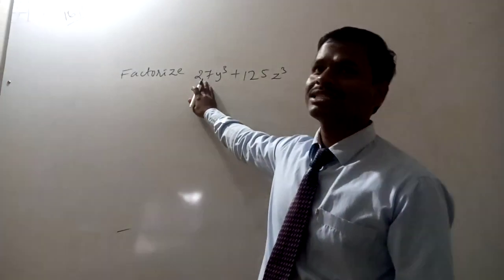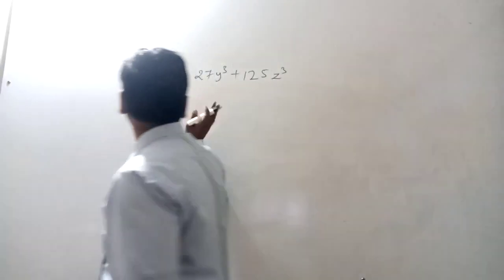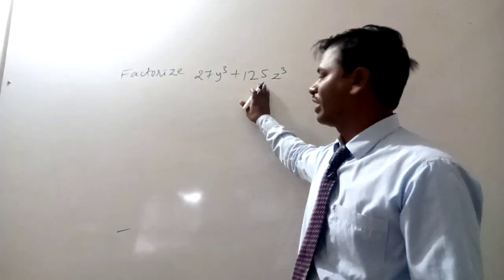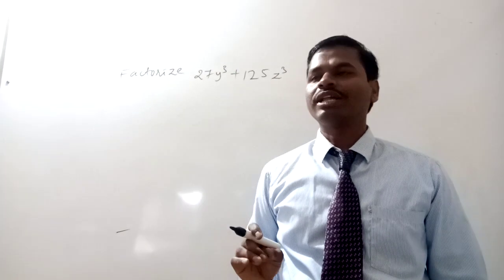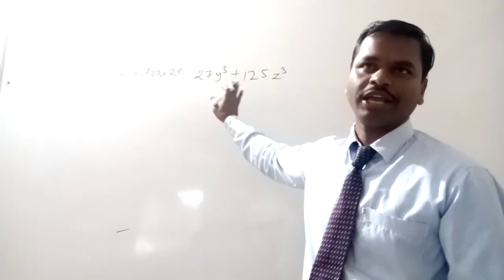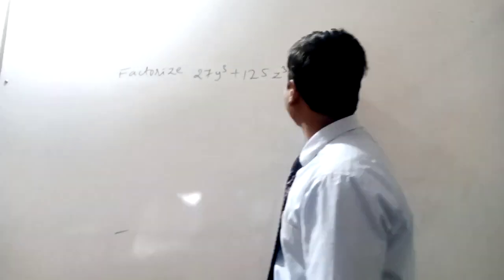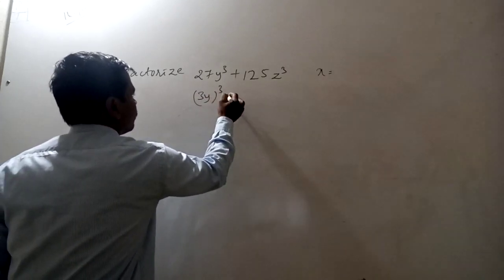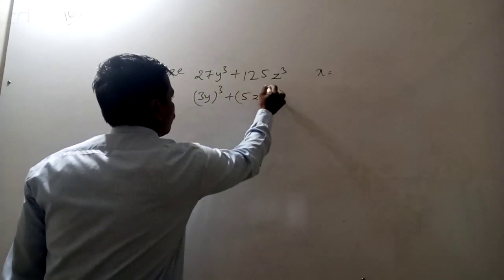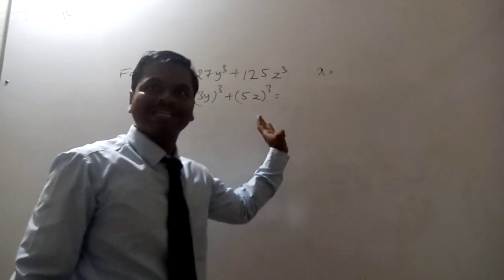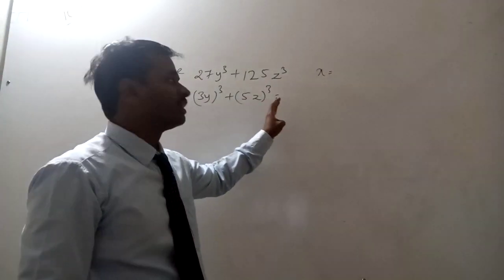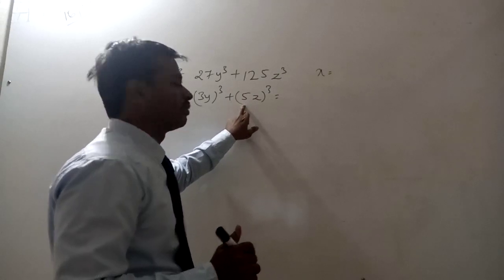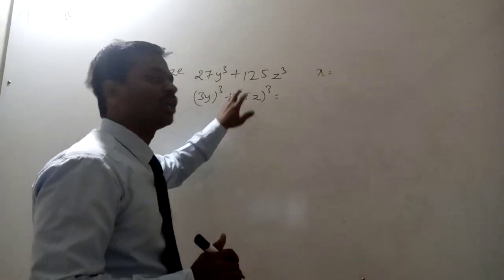Here 27 is 3 cube and 125 is 5 cube. They are perfect cube numbers. So that we can use the identity x cube plus y cube. In the place of x, what is here? 3y whole cube plus 5z whole cube. We can convert this one to the standard form, then we can use the identity. Here 27 is 3 cube and 125 is 5 cube. That is why we are writing in the standard form and using the identity.